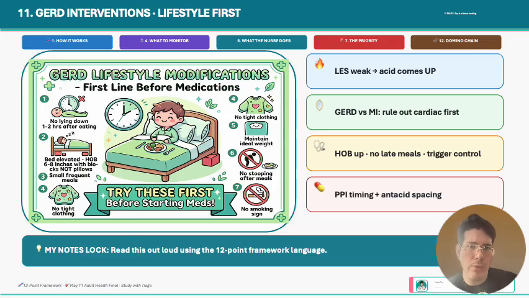So the framework point here is the nursing teaching and priority. If the question asks for initial teaching for uncomplicated GERD, lifestyle changes are usually the clean answer before jumping straight to the medication, okay?